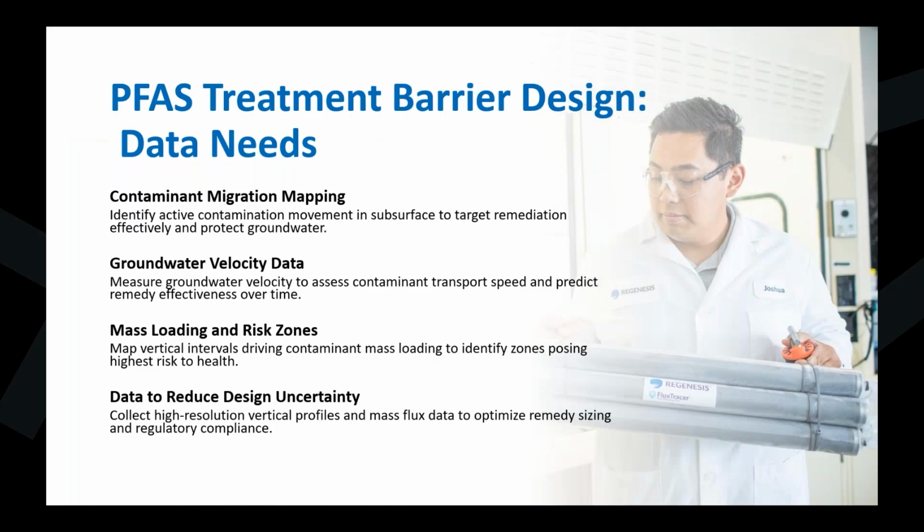So again, looking at data needs when we're trying to design a barrier, some of the things that are going to be really important: one is your contamination, your movement into the target remediation zone. So it's important to know what the concentration is, but also the velocity or the flux.